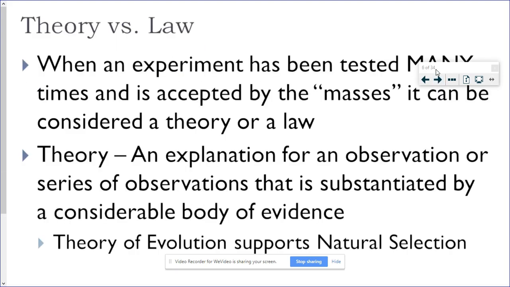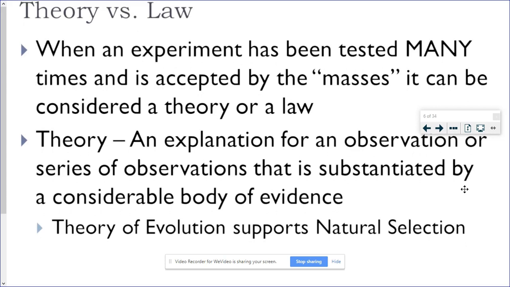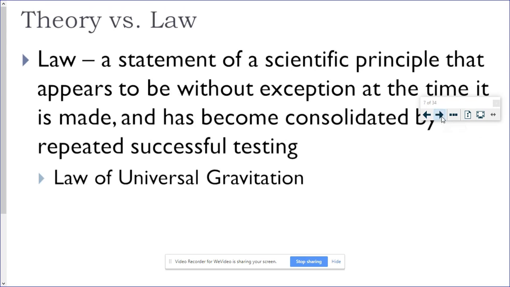Theory versus law then. Theory is when an experiment has been tested many times, it's accepted by the masses, they consider it a theory. So an explanation or an observation for a series of things. Theory of evolution is supported by natural selection. So we can't go back and prove that natural selection occurred necessarily, from one animal species to the next. But we've got a pretty good theory based on what we've seen in organisms that have very short lifespans, such as bacteria, where we can see that natural selection occurring just within that small population that has a very short life cycle. So that's a theory, though. We haven't actually seen it happen.